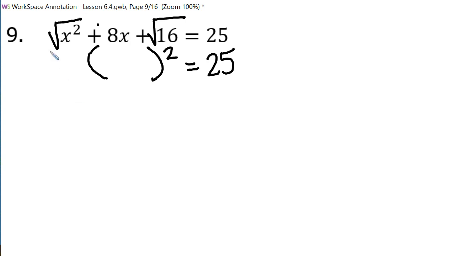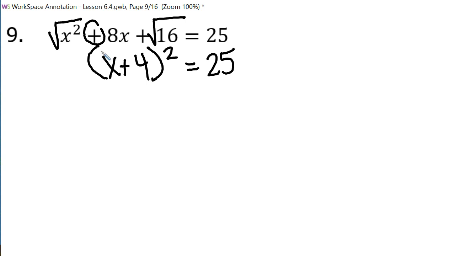So what is the square root of x squared? X. The middle one has a plus sign, and what's the square root of 16? 4. Now x plus 4, if you FOIL that or double distribute that, would give you x squared plus 8x plus 16. Now, we need to solve that equation.